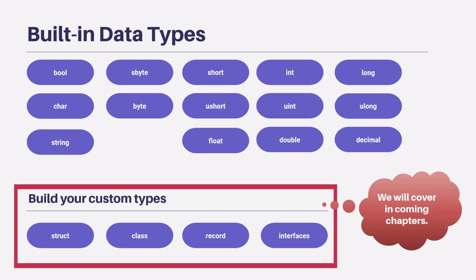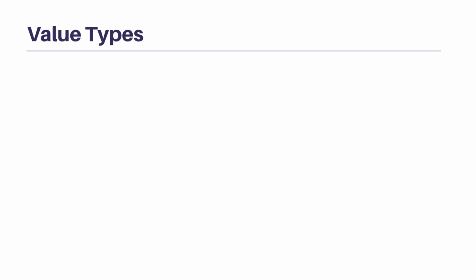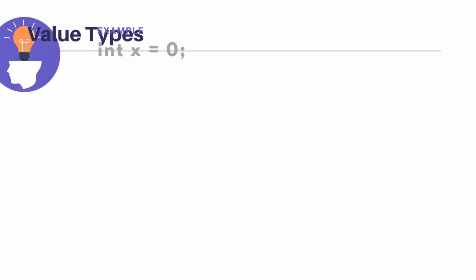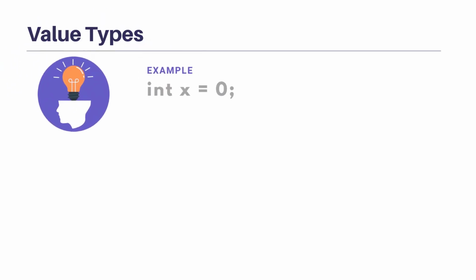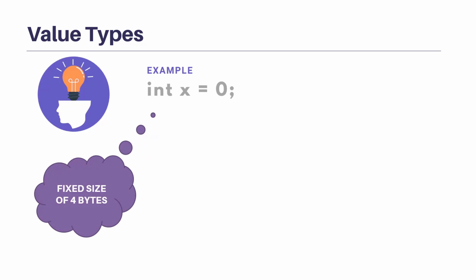There are two more concepts that we all should know. All the data types in C# can be broadly classified into two categories: value types and reference types. Let's start with value types. A value type variable is a variable which directly holds the values at the assigned memory location.